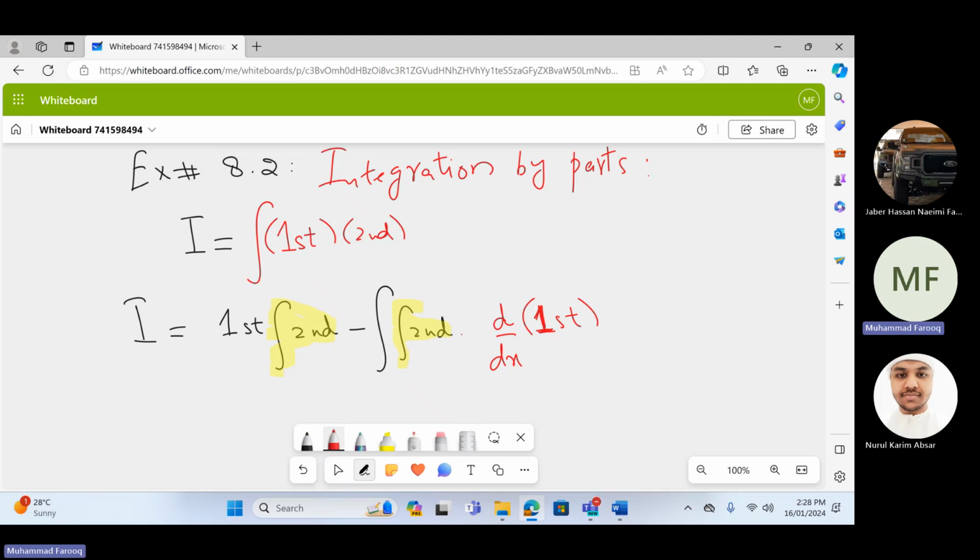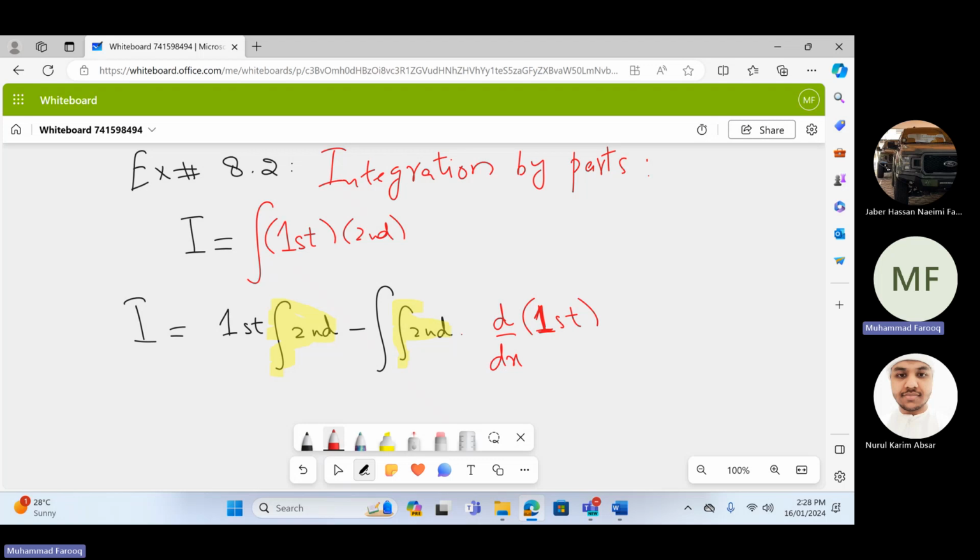Now, what is the biggest complication here? Whenever you apply by parts, we should know which function we take as first and which as second, because the question comes as a product of two functions and they don't tell you which one. Generally, if you look at the formula, it is very clear: take as second the function whose integration is possible and easy. Don't take a function whose integration is not possible, or you're stuck here.